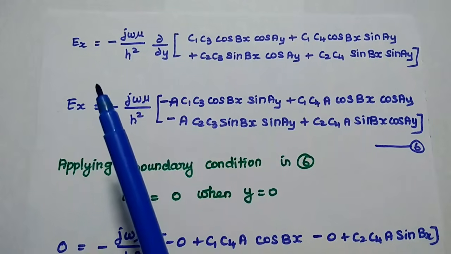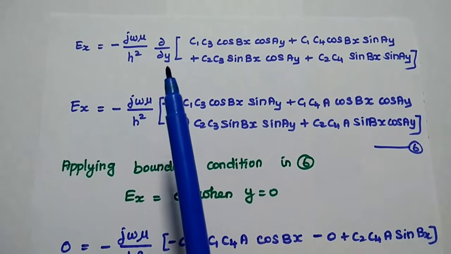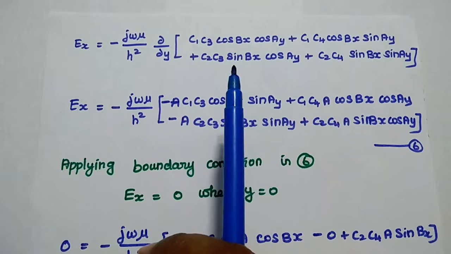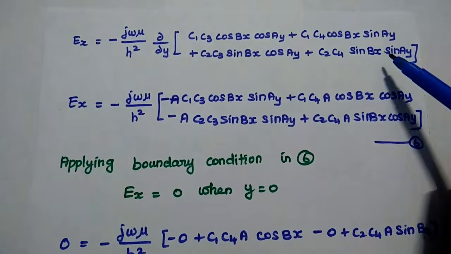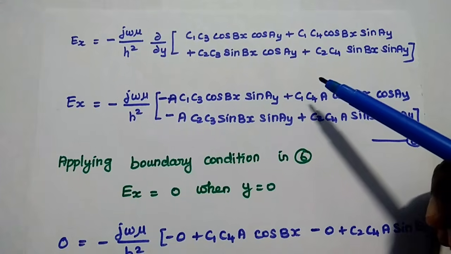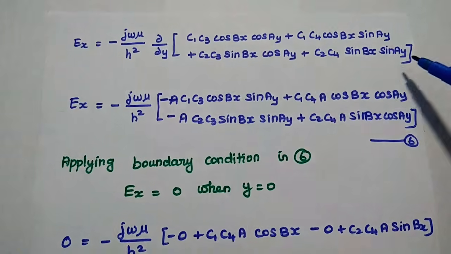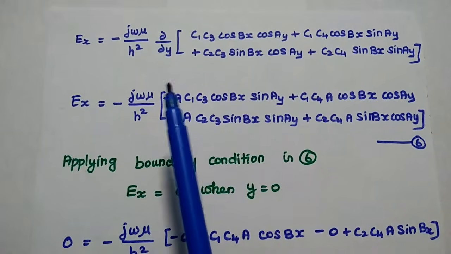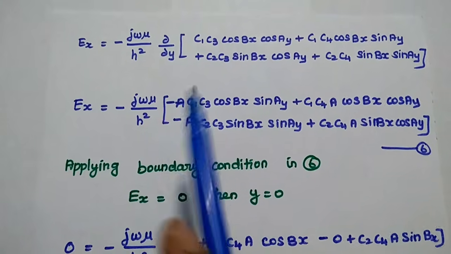Then we can get Ex is equal to minus j omega mu by h squared dou by dou y of c1 c3 cos bx cos ay plus c1 c4 cos bx sin ay plus c2 c3 sin bx cos ay plus c2 c4 sin bx sin ay. So in the next step, we are going to differentiate this expression with respect to y component.